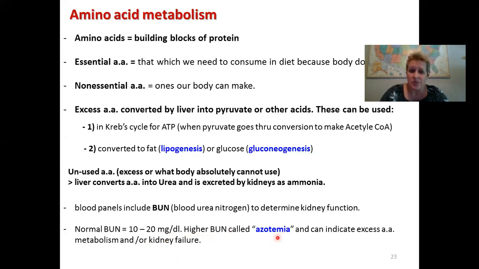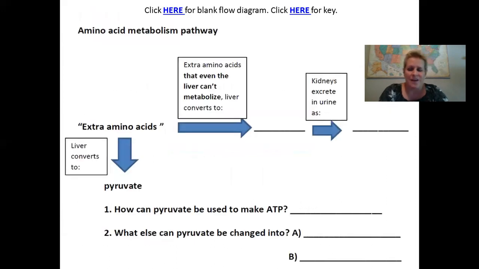It indicates a problem. So as nurses, you'll learn so many normal values, especially for things that you'd look for in a common blood panel. I guarantee you, if you've ever had your blood chemistries done, you've had a BUN run on your blood. Okay, so let's move on to our blank flow diagram, the amino acid metabolism pathway.